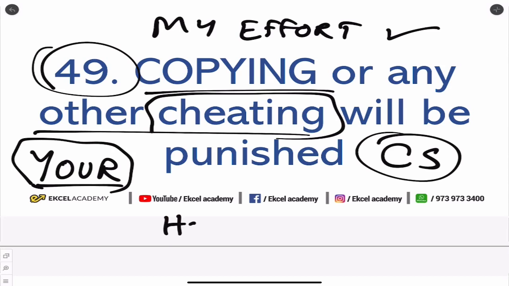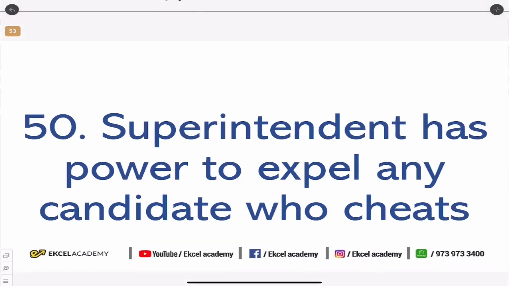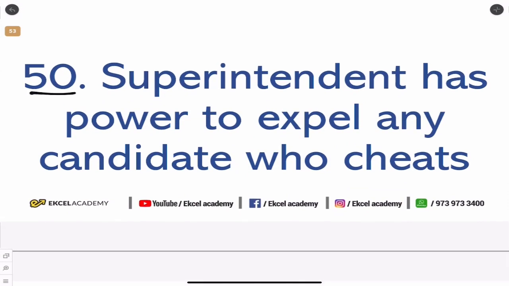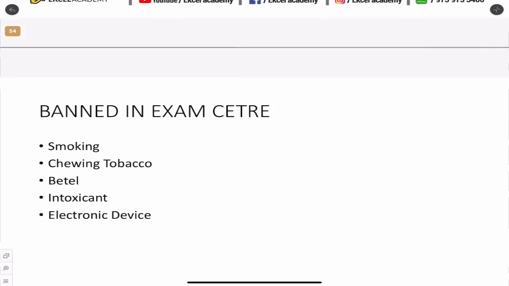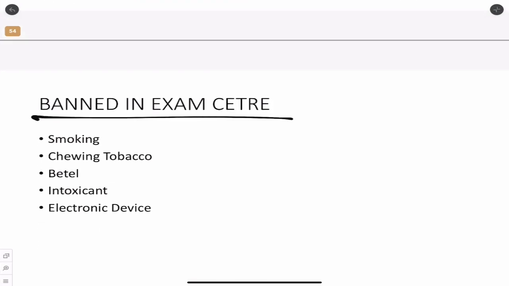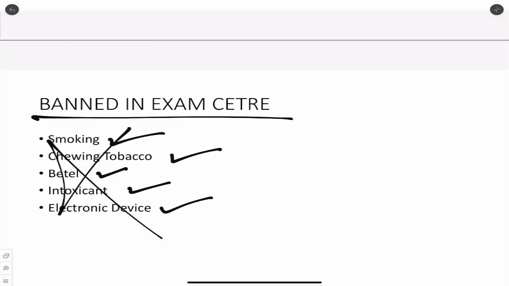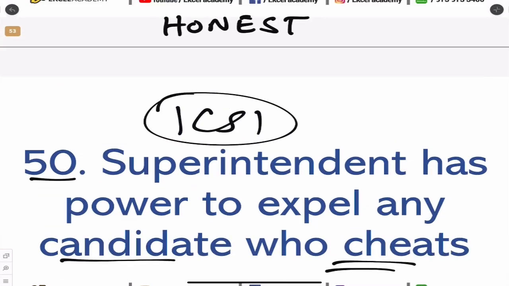Please be honest in exam. Write whatever you know. Prepare well. You can do very well. Then the last instruction which we have is, Superintendent can expel you if you cheat. So please be careful, and you cannot write further ICSI exams. All that nonsense will come. So don't do that. And this is common sense. In the exam hall, you cannot smoke, chew tobacco, betel, or take any drugs or carry any electronic device. Of course, in general also better you don't do all this, but definitely not in the exam center.